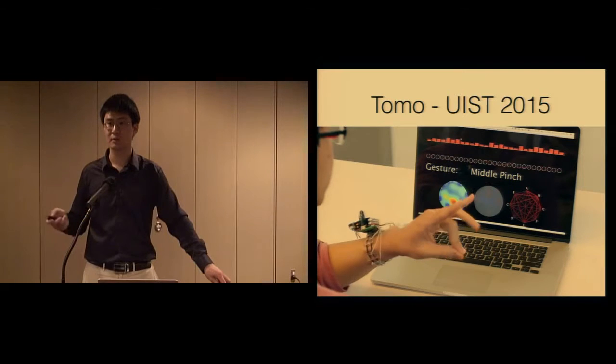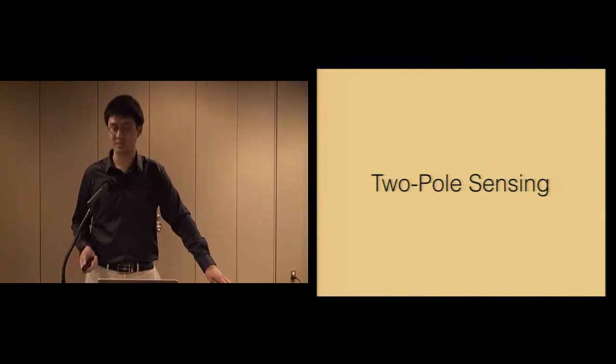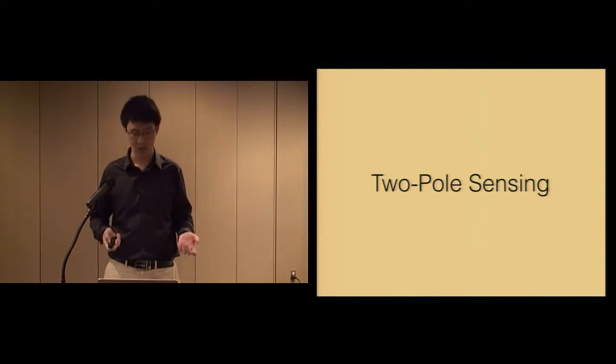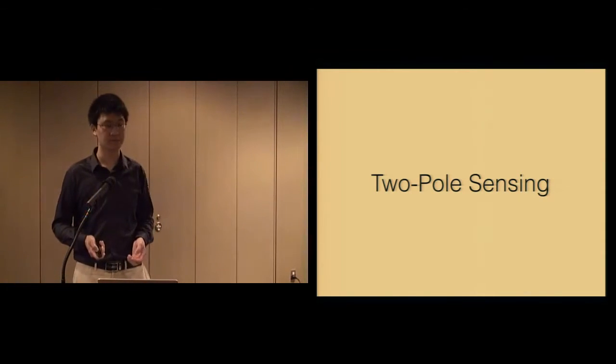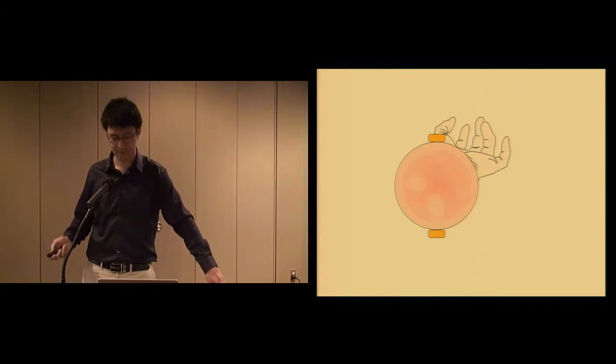So first of all, we explored different sensing techniques. Tomo used an EIT sensing mode known as two-pole sensing. In two-pole sensing, 2 electrodes are used to make a single measurement. So here we can see a cross-sectional view of a human arm, to which we attach 2 electrodes.